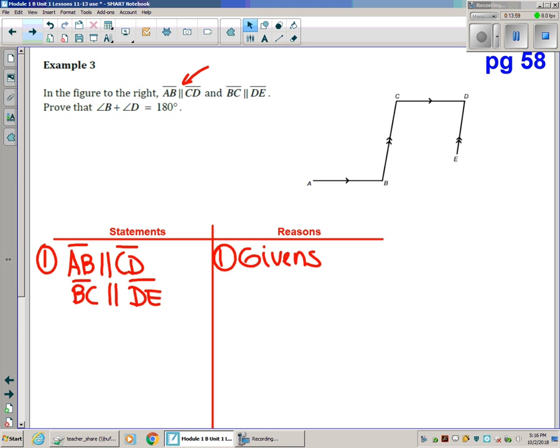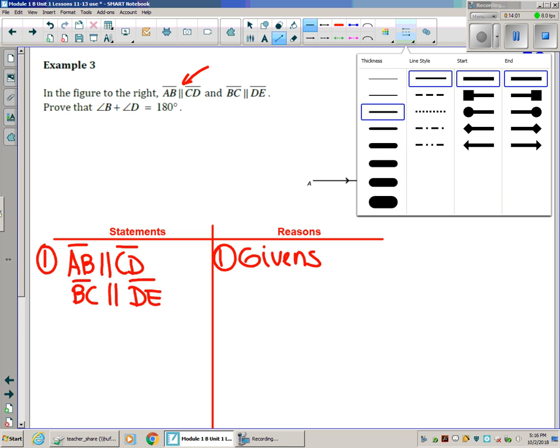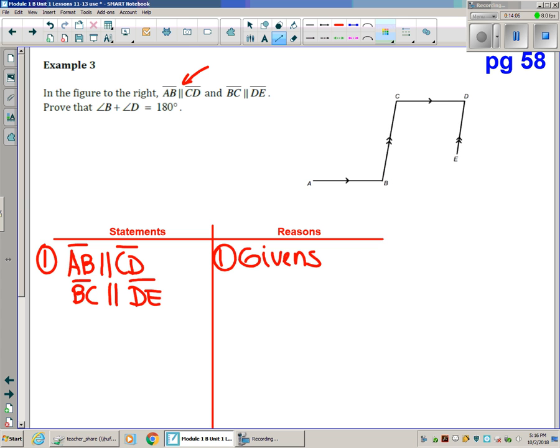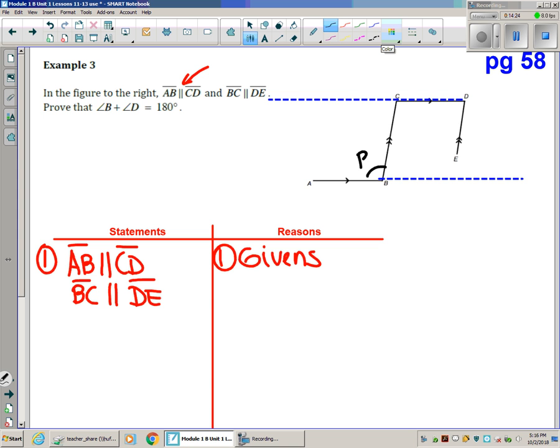So let's try to extend some of these lines first, so there's a little more of a picture. So I'm going to extend this one right here, and this one right here as well. The goal again is that angle B and angle D have to be congruent. So I'm going to call this right here angle B, and this one right here angle D.